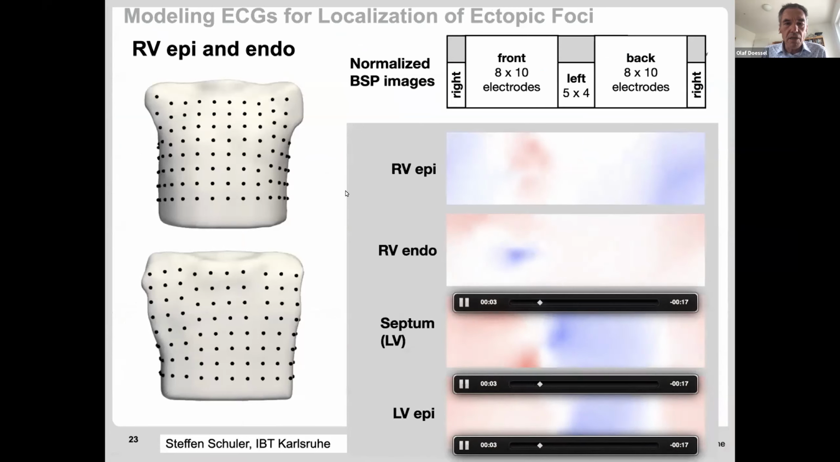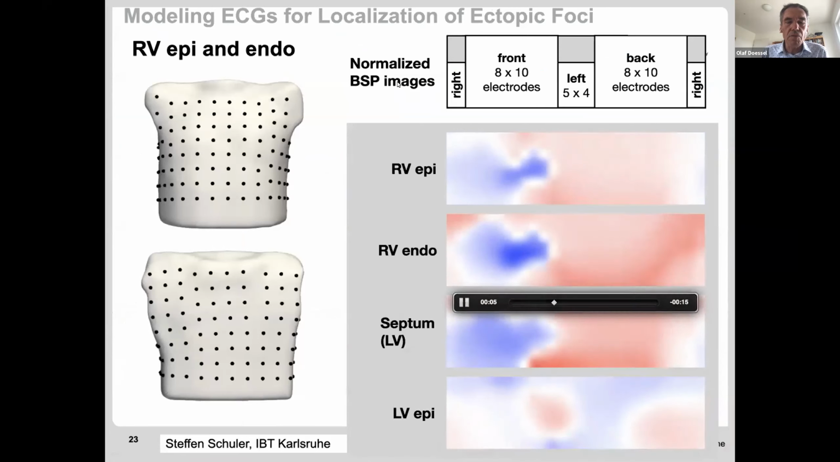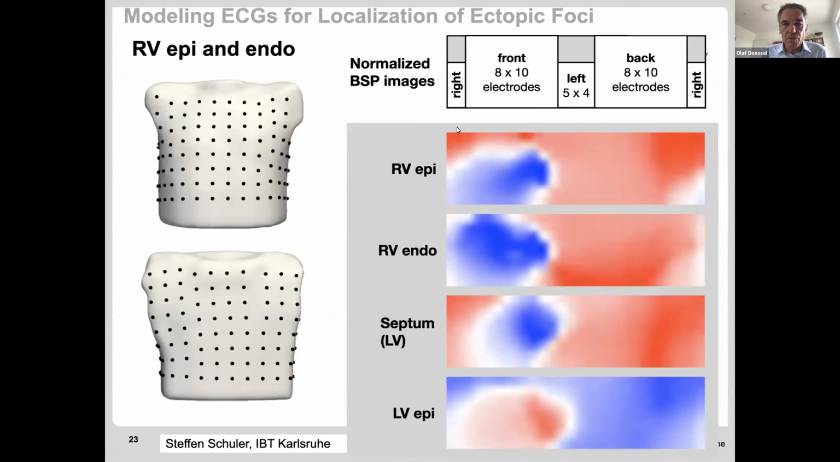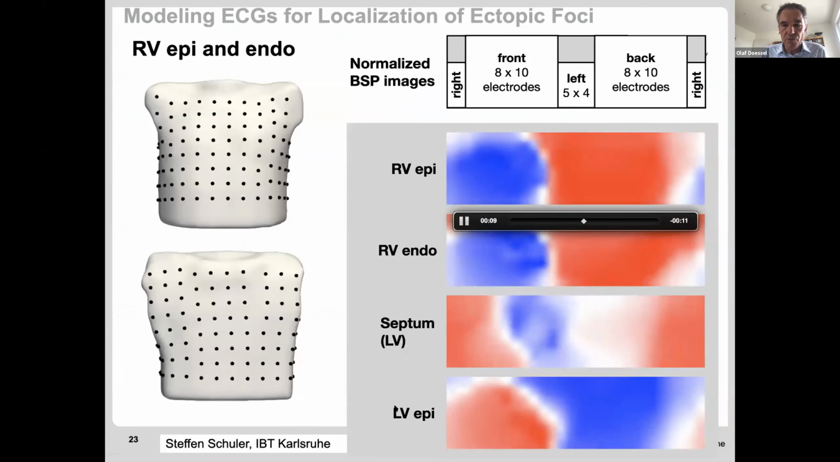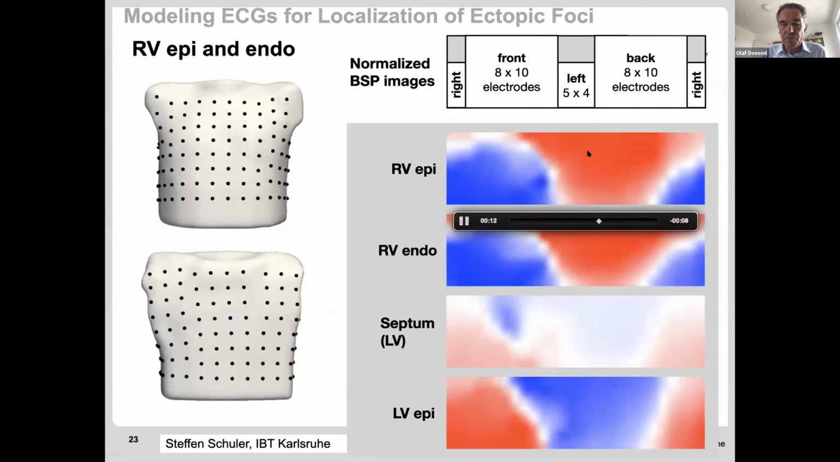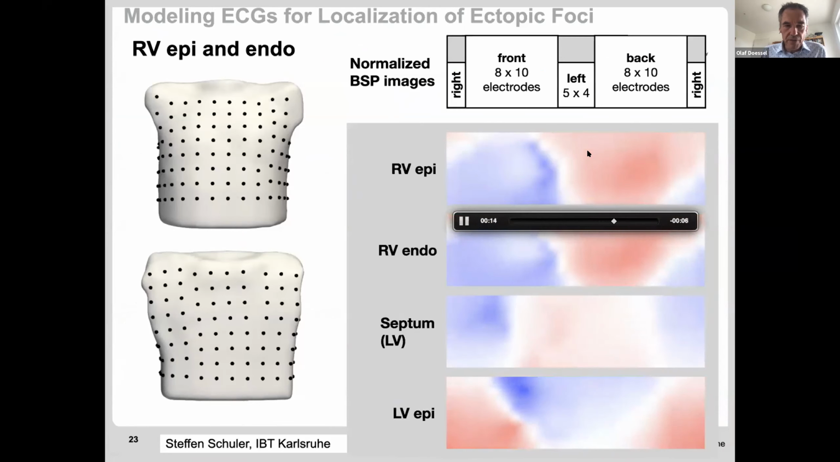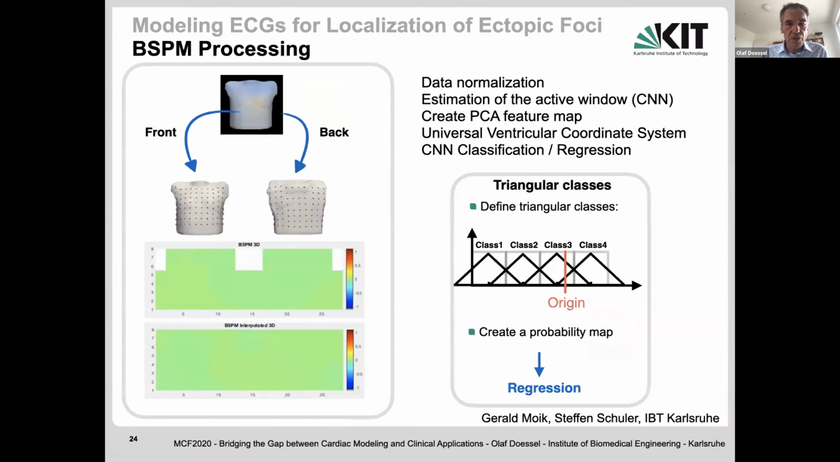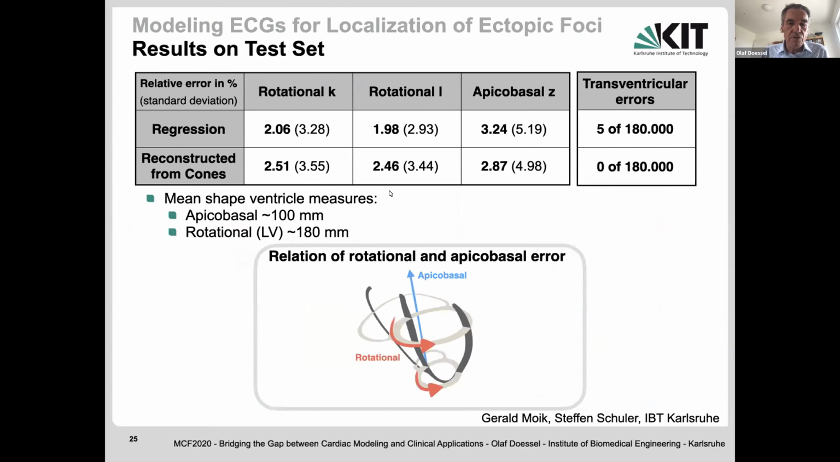Then we feed these into normalized body surface potential maps. And here you see 4 different body surface potential maps as a function of time. And these are used to train the machine. It's a convolutional neural network classification and classification regression type thing. So in the end, we create a probability map where the focus is most likely to be.